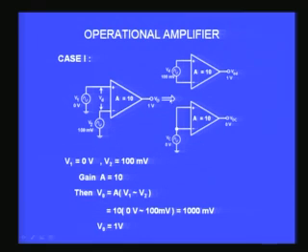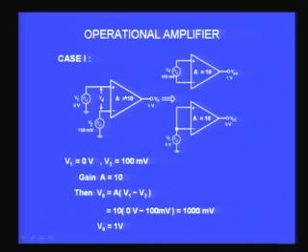So, let us assume that I have an amplifier with a gain of 10. Of course, it is not a very large gain, but it is only 10, and I have Vi1, Vi2. I give 0 for Vi1 and I give 100 millivolt for Vi2. So, what I expect is 10 into the difference between these two, which is 100 millivolt.